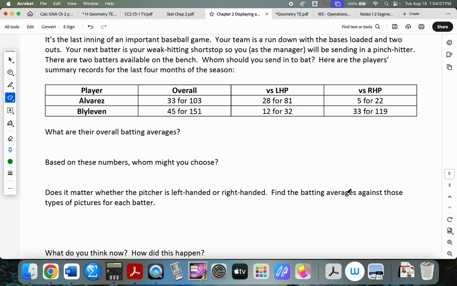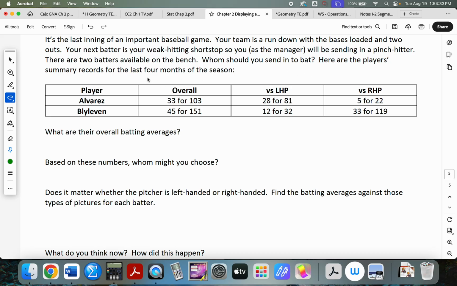For those of you who don't follow baseball, with a pinch hitter, basically you can substitute somebody in. There are all kinds of rules about that, but it's the end of the game. You're either going to at least tie it up, maybe win or lose. So there are 2 batters available on the bench. Whom should you send in to bat?